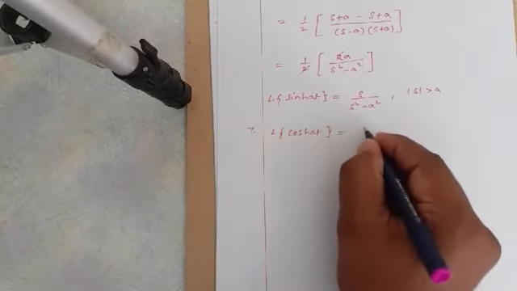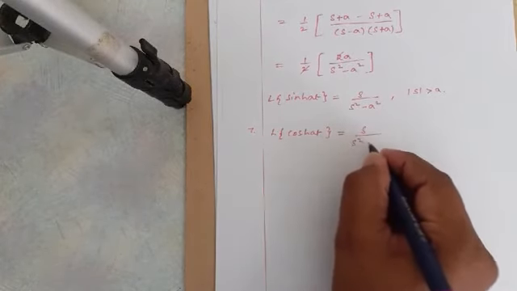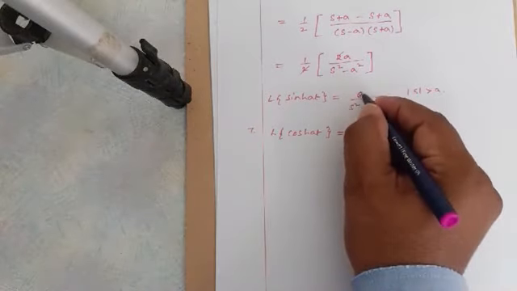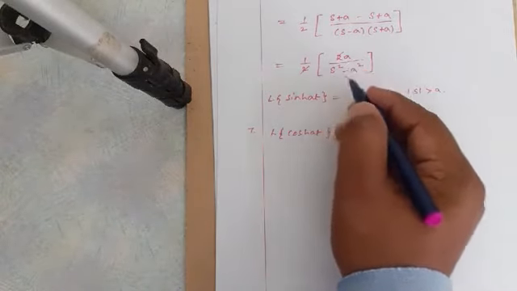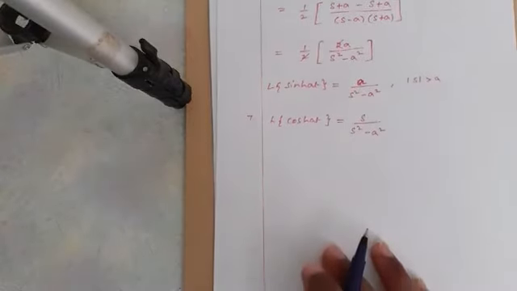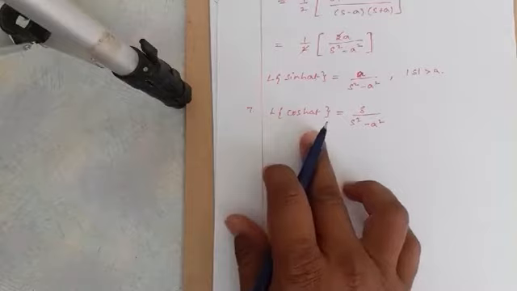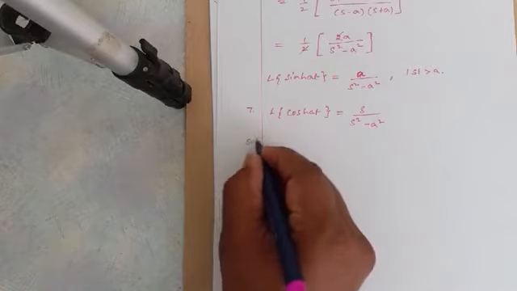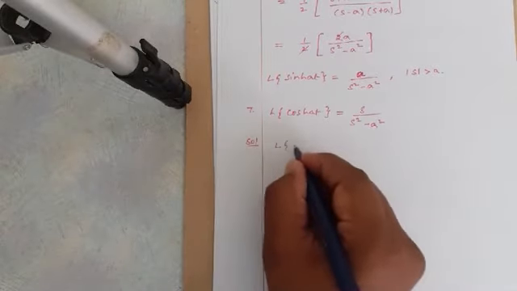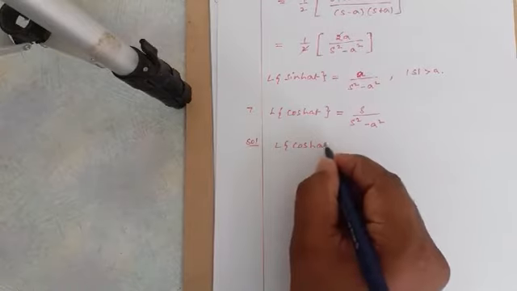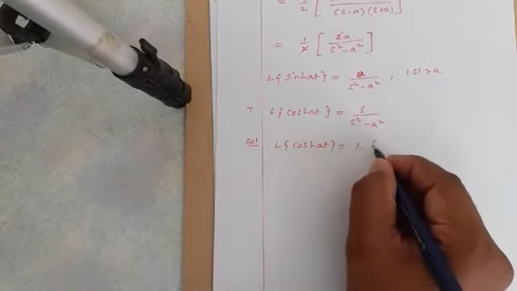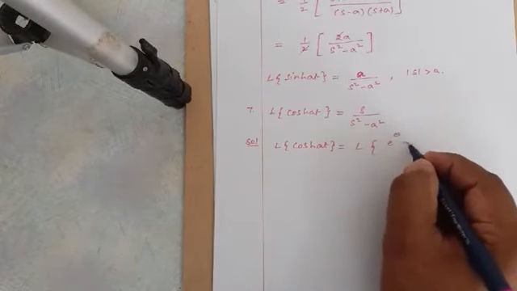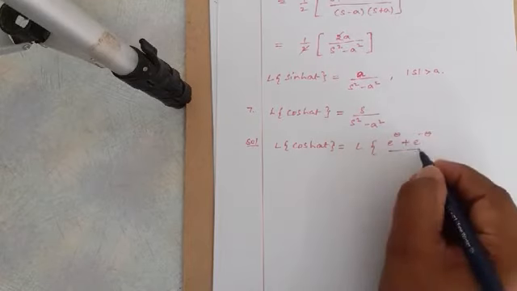Laplace of cos hat is equal to s upon s square minus a square. So this is here a. So you can see here a upon s square minus a square, that is sin hat. For Laplace of cos hat you get in numerator s. Let us see how. Now solution for this is, by definition of Laplace transform, Laplace of cos hat is equal to Laplace of, I am writing by hyperbolic, as cos h theta will be e power theta plus e power minus theta upon 2.